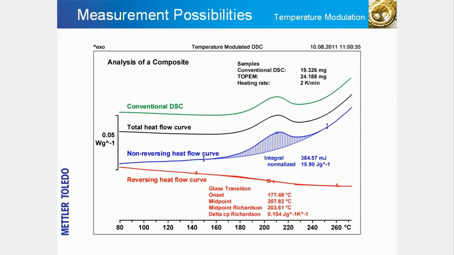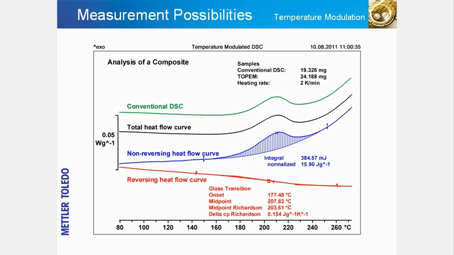This is usually done by measuring the glass transition temperature. In this case, however, the post-curing reaction and glass transition overlap. The green conventional DSC curve shows only a single exothermic peak. The experiment was therefore repeated using TOPEM, a DSC temperature modulation technique.